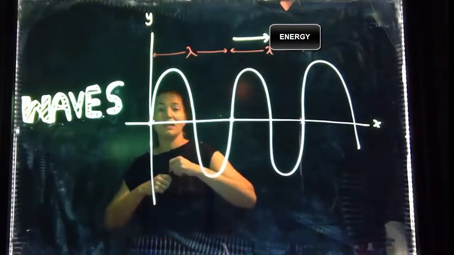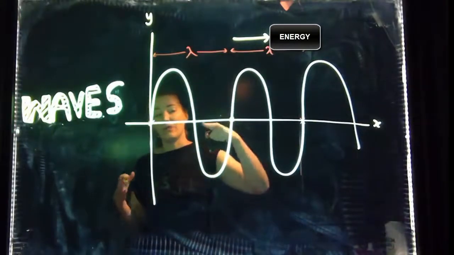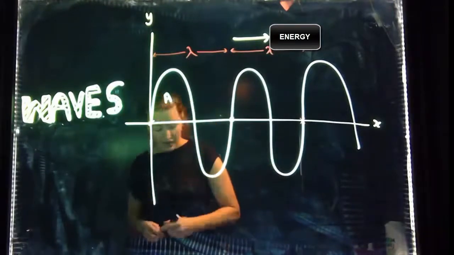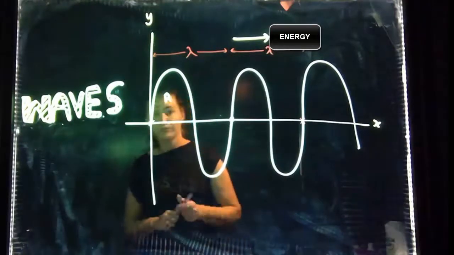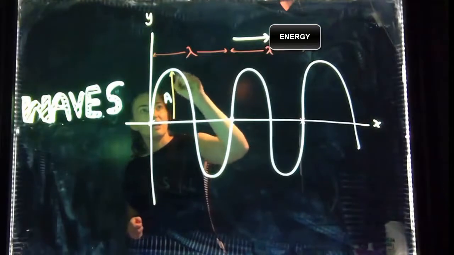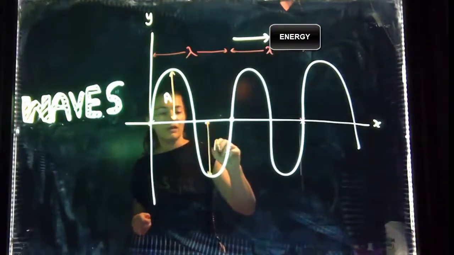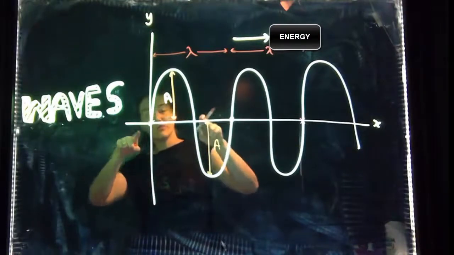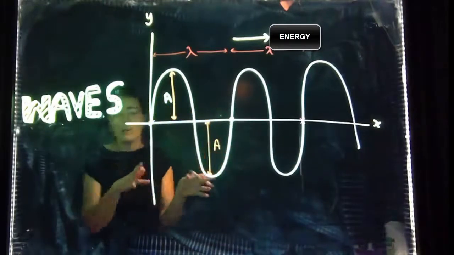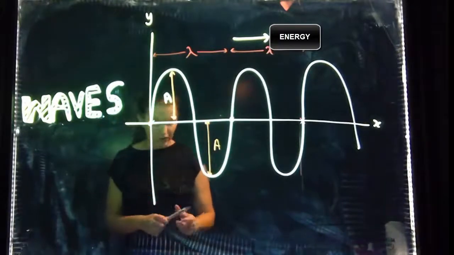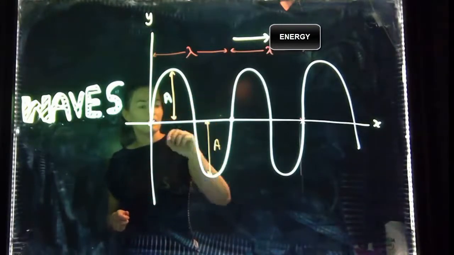Another key point is to note how high up the wave moves from its rest point, and this is actually called the amplitude. And the amplitude is this height here, but also this depth here, because it's representing how far away from the rest point the wave can be, the maximum point away from its rest point. That's the amplitude. So we can write that.